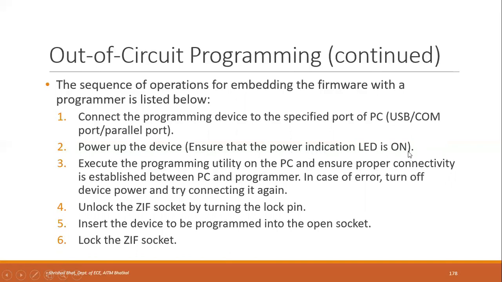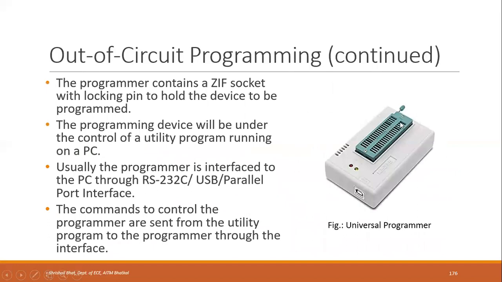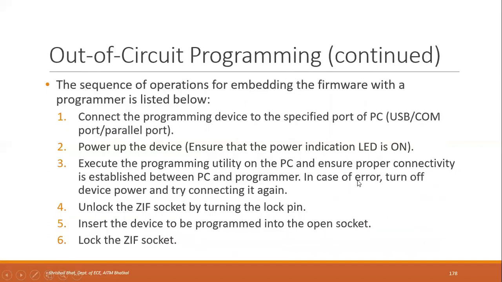Okay, turn it on. Then execute the programming utility on the PC and ensure proper connectivity is established between the PC and the programmer. Okay, you start that software and ensure that the PC and the programmer are connected. In case of an error, turn the power off and try connecting it again. Then unlock the ZIF socket by turning the lock pin. There is a ZIF socket, there will be a pin to unlock it. Unlock it first, then insert the device to be programmed into the open socket, then lock the ZIF socket.